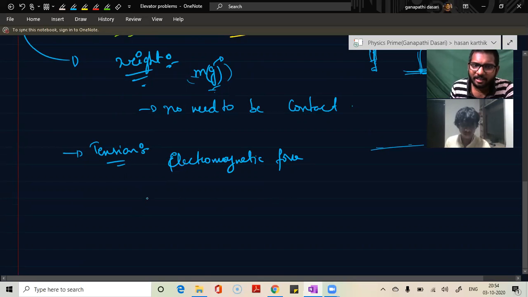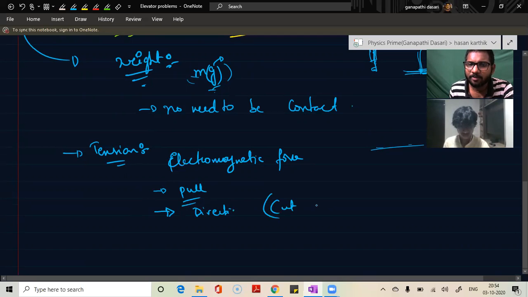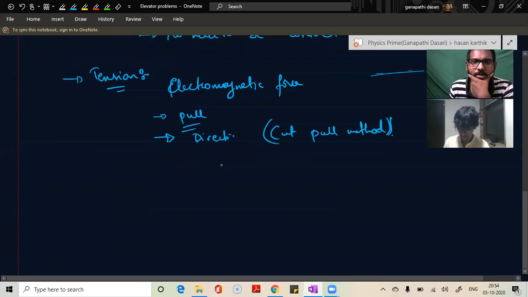Electromagnetic force, it can only pull, it cannot push. Tension can only pull. We can find out the direction of tension by the cut and pull method. I'll tell you the cut and pull method. Have you learned this method? No, sir. Okay. Then what else is related to tension? Cut and pull method, pull, electromagnetic force.